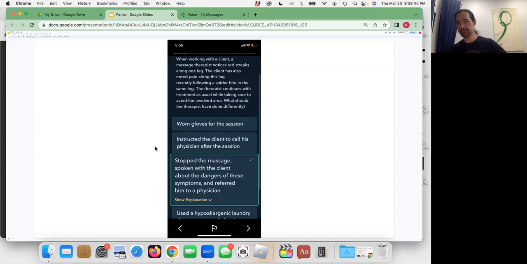Okay, good. So the reason it's so urgent is the red streaks. What do red streaks mean? Red streaks mean some kind of inflammation in the vasculature, in the blood vessels. And the fact that he's had a spider bite means he probably has some kind of poison, venom, causing the inflammation, and it's traveling.